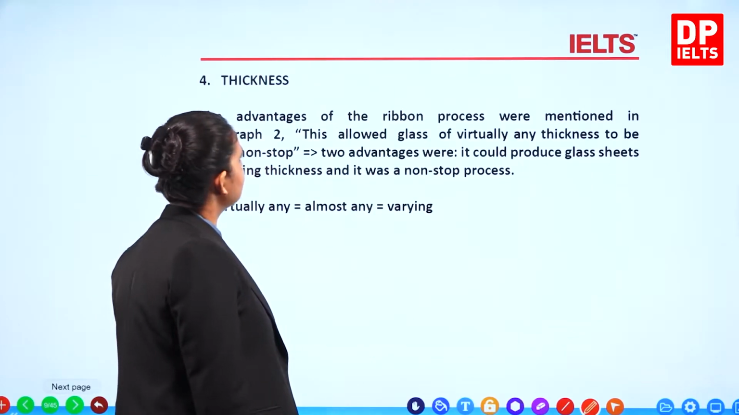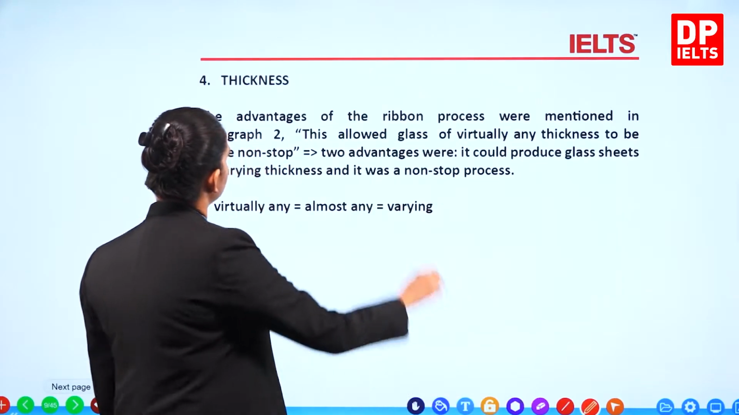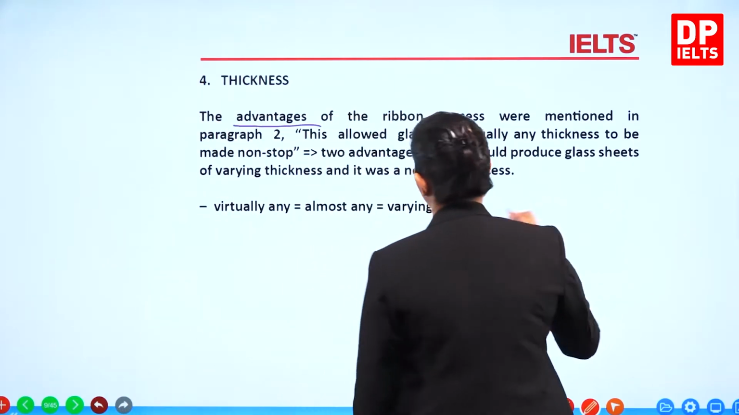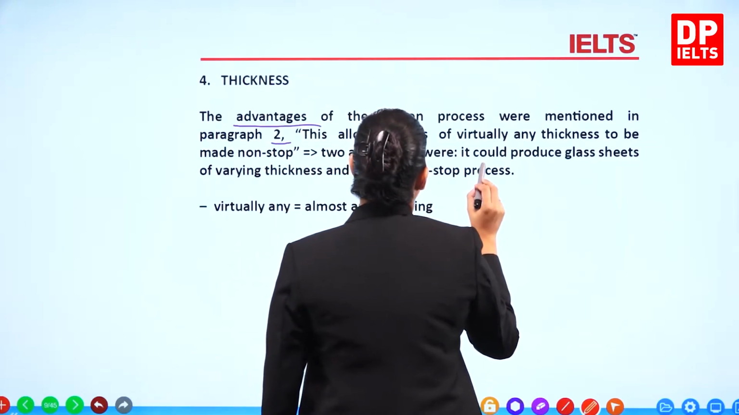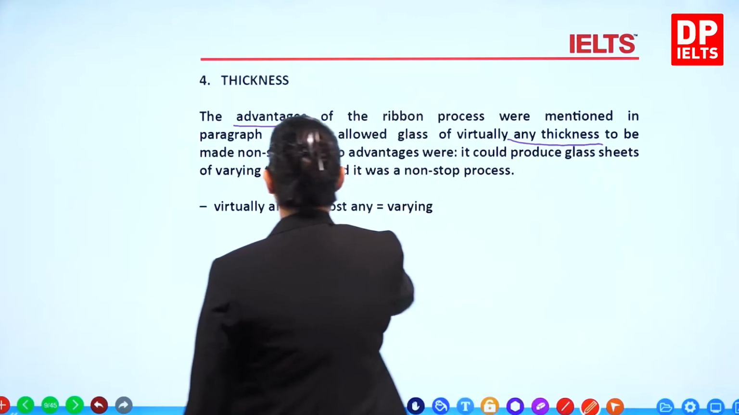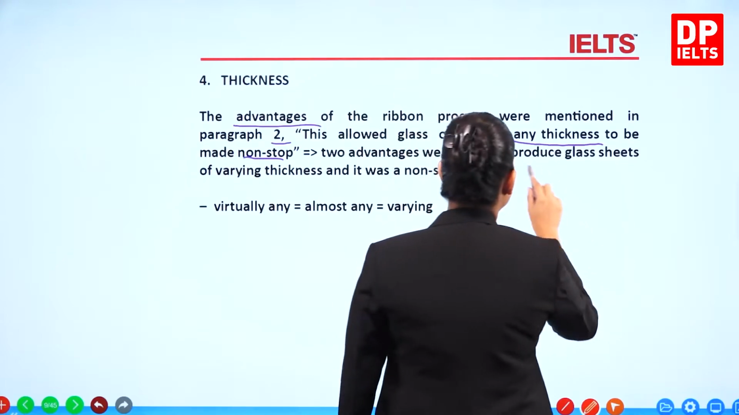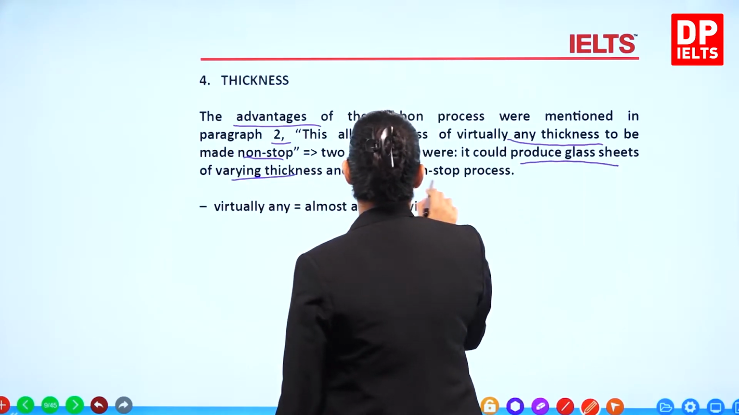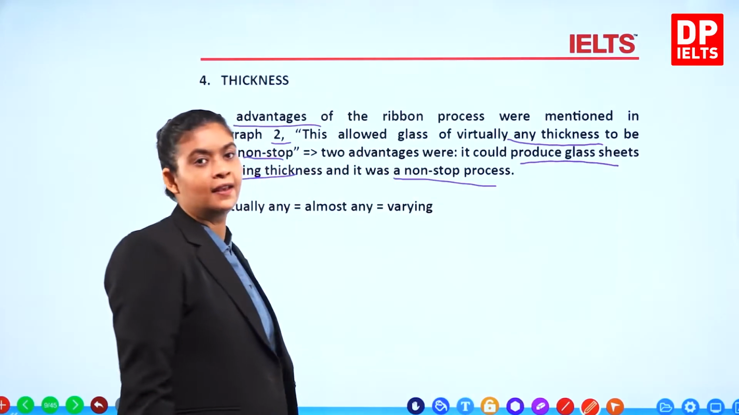Number 4 answer is thickness. Now, the advantages of the ribbon process were mentioned in para 2. This allowed glass of virtually any thickness to be made non-stop. So the 2 advantages are it could produce glass sheets of varying thickness and it was a non-stop process. So the answer is thickness.